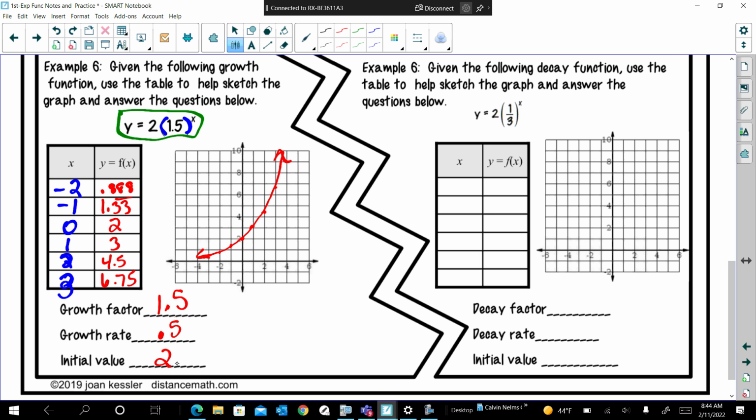Do we kind of get the hang of what we're doing here? Everything for this first part will be calculator based. So you have to fill in the table, plot the points on your graph, and then answer your questions based off your equation or graph.